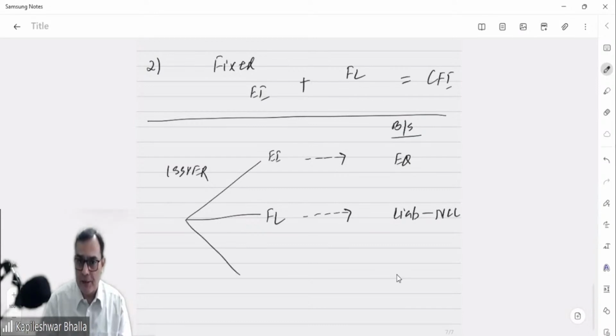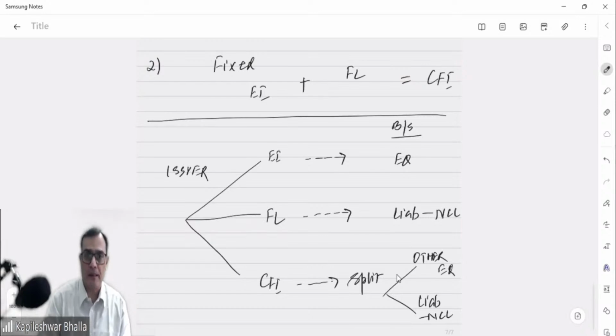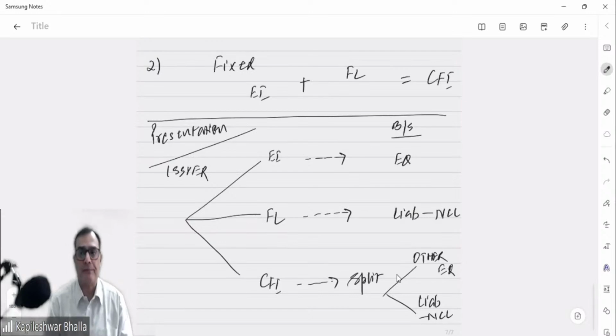But if it is a compound financial instrument, it is going to be split into 2 components. The component which is equity will be reflected as a part of the other equity in the balance sheet. And the portion which is a liability is going to be represented in the financial liability, non-current liability. We're going to do what we call split accounting. So this is the presentation in the balance sheet of the company.